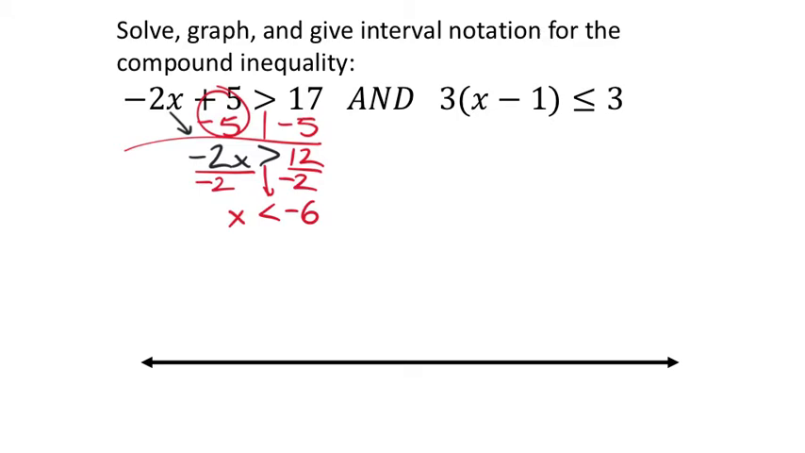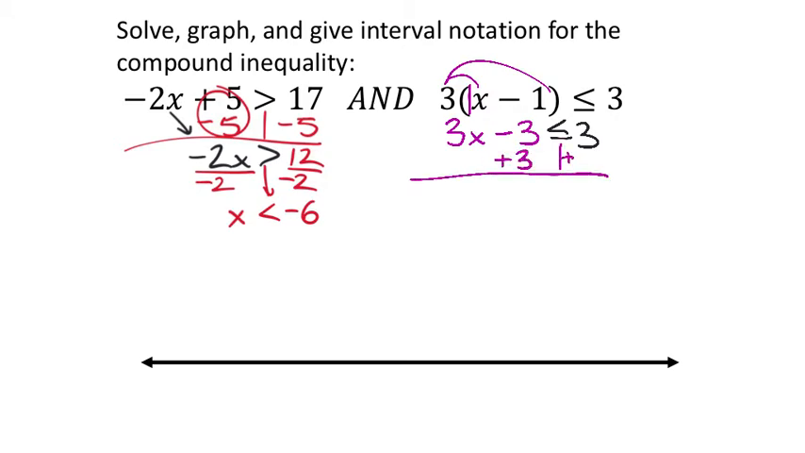Next one here on the right, distribute the 3. 3 groups of 1x would be 3x, and then 3 groups of negative 1 would be negative 3, is less than or equal to 3. Solving for x, add 3 to both sides. Drop your 3x, that zeroes out. 3x now is less than or equal to 6. Divide both sides by 3. That's positive, so we don't have to worry about flipping the inequality. x is less than or equal to 2.